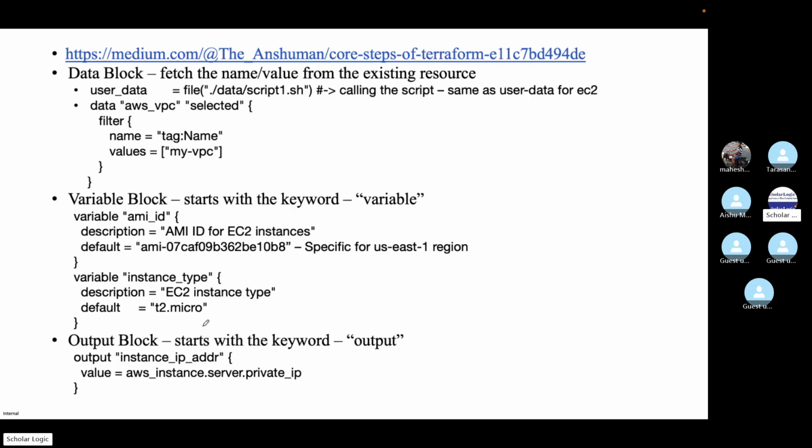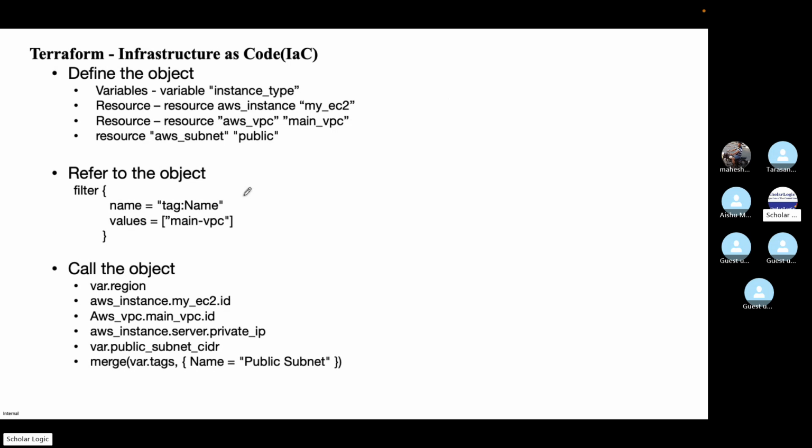So you can see the variable block, it has the variable name and the description. That is not so important, but a default value is important. For AMI ID, you can see the AMI ID which is specific to US East 1. And we just say AMI ID. The same AMI ID will be called from your Terraform code. The way to call the object is with a dot extension.